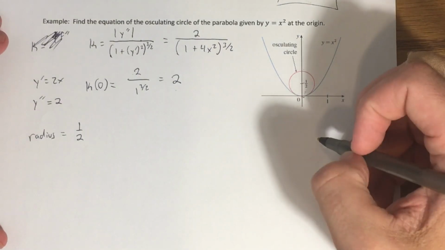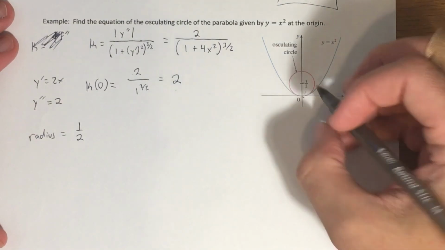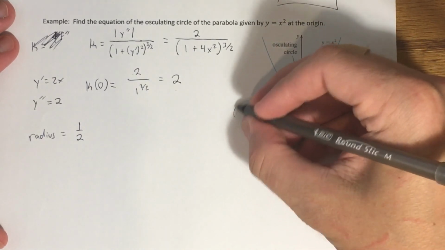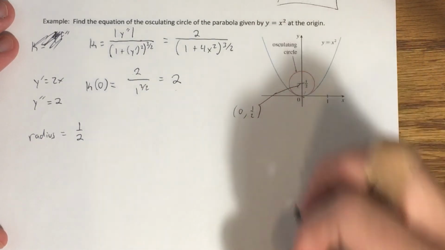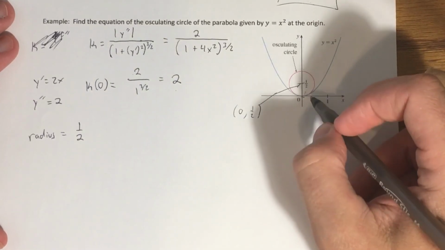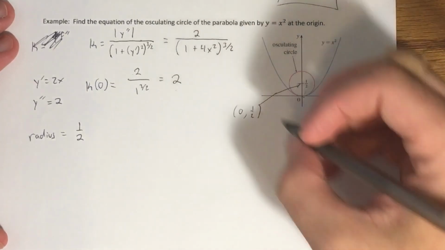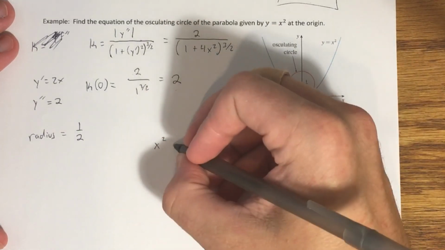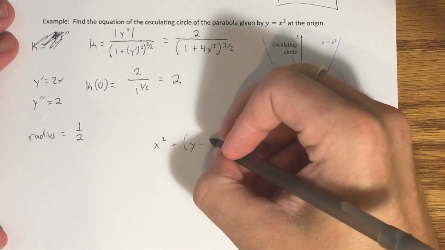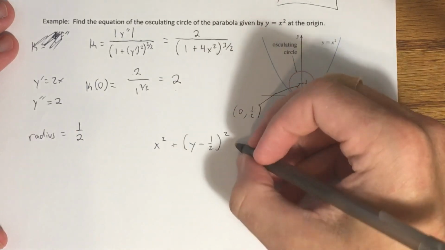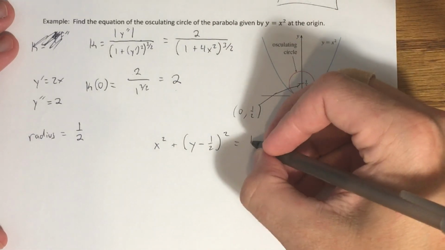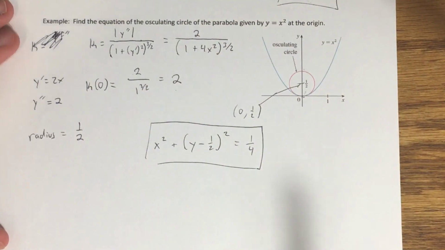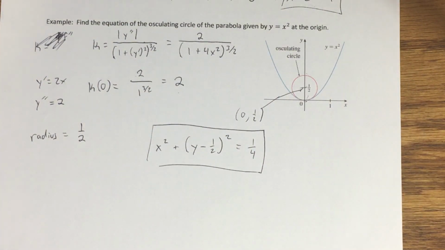What's the equation of this circle, though? Well, if the center of this circle is the point (0, 1/2), and the radius is 1/2, that would imply that the equation of this circle is x squared plus (y minus 1/2) squared equals the radius squared, 1/2 squared, or 1/4. So that would be the equation for our osculating circle. And that's also going to wrap up 13.3.